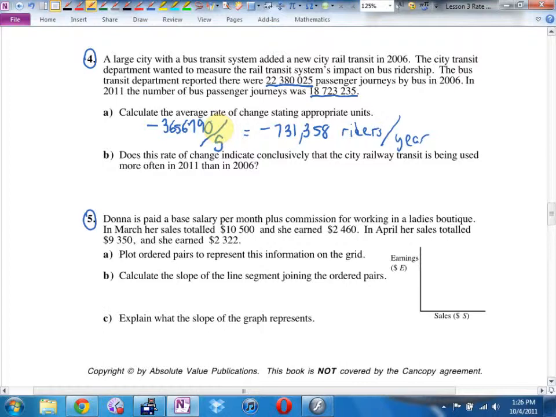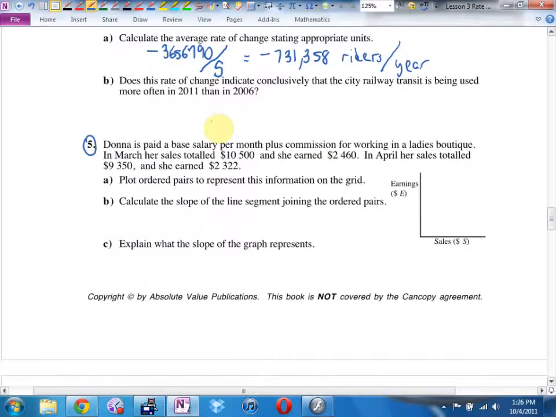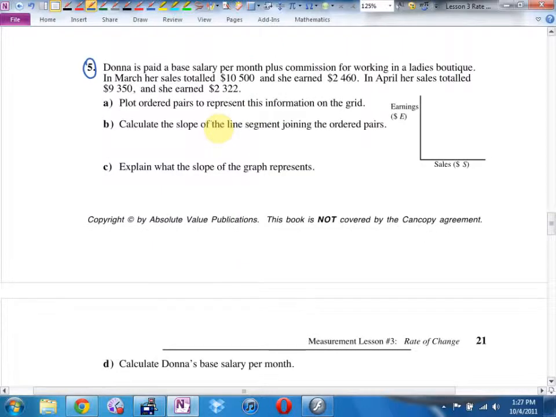Number 5. I'll do A, B, and C. I'll talk about D and E. Who asked me number 5? Jordan, you did. So it says Donna is blah, blah, blah. Here's what I notice. They want me to plot the ordered pairs. They want me to plot 2 points. What's on the x-axis here? Read the question very carefully.